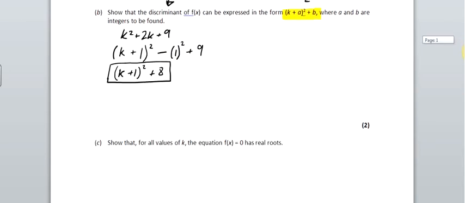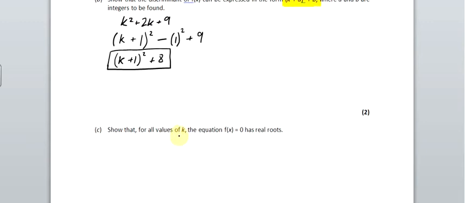Now, show that for all values of k, the equation f of x equals 0 has real roots. So this is the first part of it. What does this mean? Well, real roots. So we start by saying for real roots, the discriminant b squared minus 4ac has to be greater than or equal to 0. Because if it's negative, you take the square root of a negative number in the quadratic formula, and you can't do the square root of a negative number.